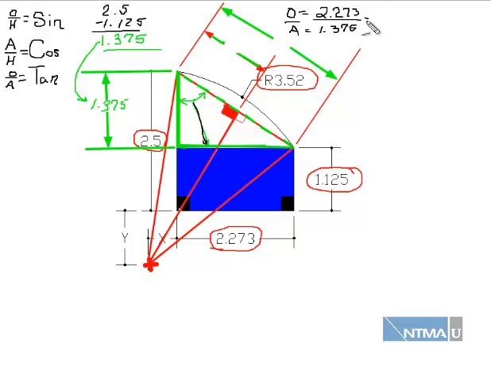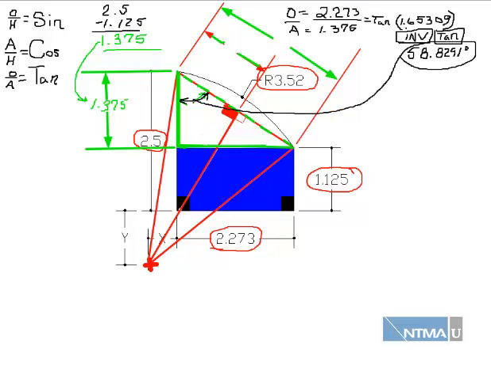And if you use this, you're going to be solving for the tangent. Now, this is going to give you the decimal equivalent of the tangent. So let's go ahead and do the math on that. So when we do that, 2.273 divided by 1.375 equals 1.6539. Remember now, that's going to solve for our tangent.